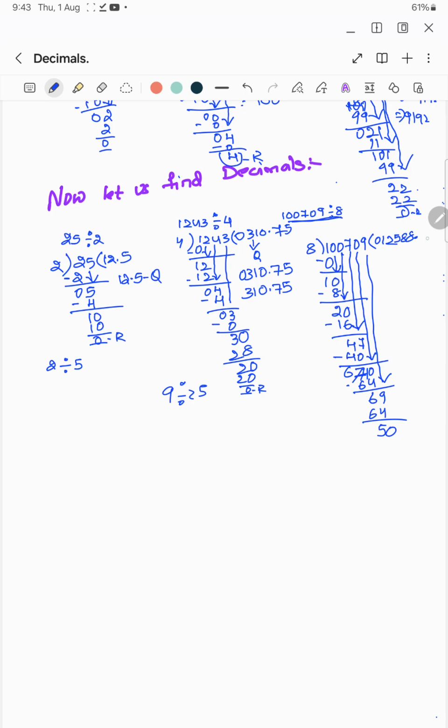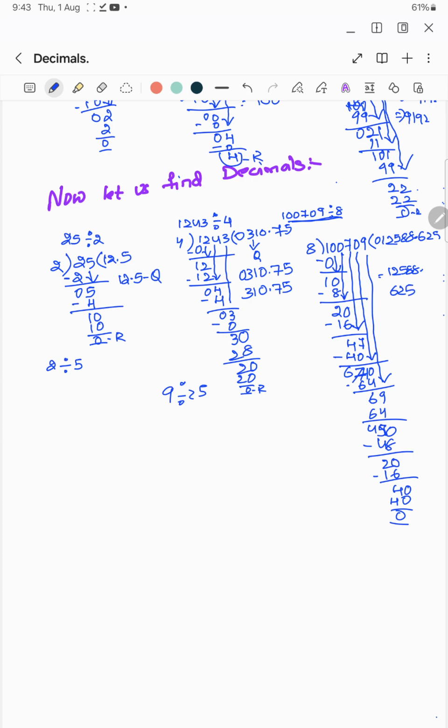Now 8 6s are 48. Again 4, the remainder is 2. We add 0 here and 8 2s are 16. Subtract, 4. So add 0. So 8 5s are 40, 0. Okay. So the answer will be 12588.625.